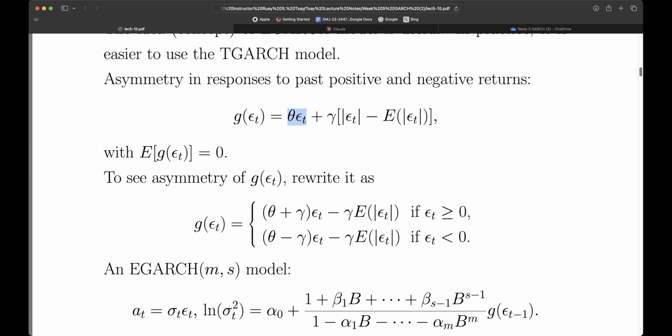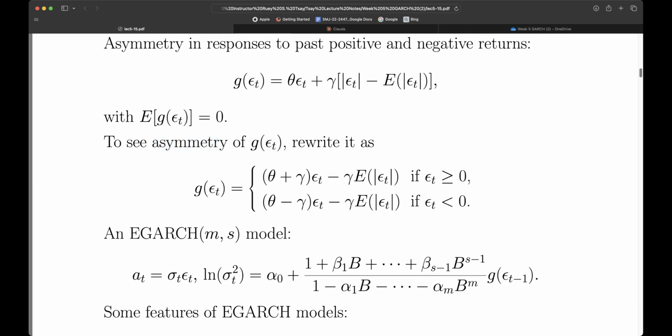To see the asymmetry between positive shock and negative shock, we write g(epsilon) as (theta plus gamma) epsilon when epsilon is positive, and (theta minus gamma) epsilon when epsilon is negative. So indeed, this gamma term captures the asymmetric effect. This is very important. We know volatility is particularly high when there is a negative shock, for example, in the stock market.